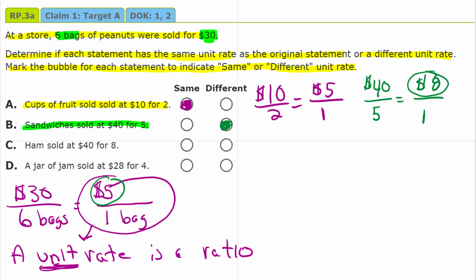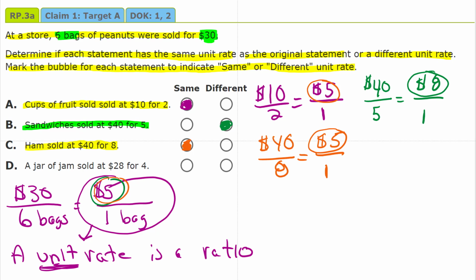For C, C reads, ham sold for $40 for 8. So $40 for 8. So we're going to put $40, and we had 8 sandwiches, but again, we want the unit rate. That means we just want 1. 8 goes into $40 5 times, so that is the same. These are the same, and this is the same, so we're going to mark same.